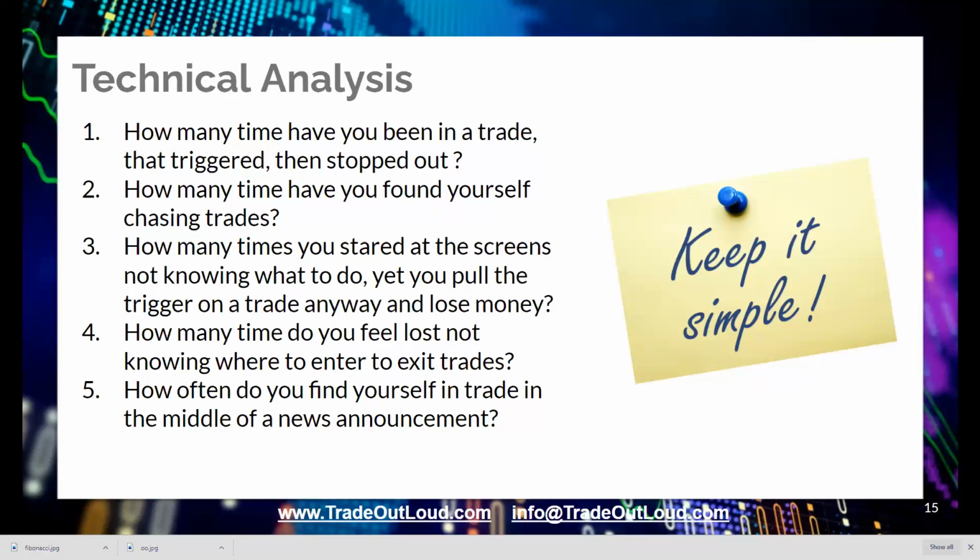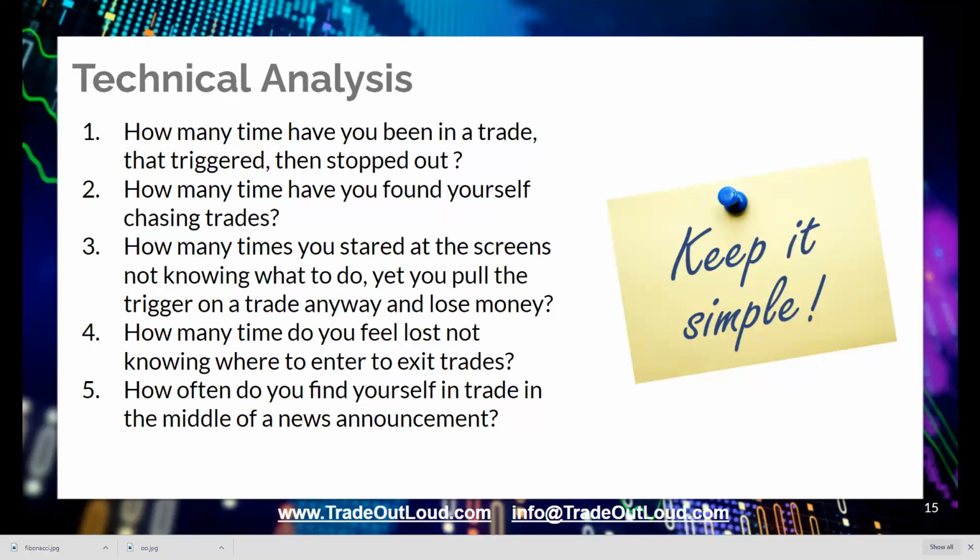Day traders, and listen to me guys, are either exceptional and make money, or they really suck and they lose money every single day and every single month, month after month and year after year. And they go like, I don't know, maybe it's not working. No, it is working, but you don't know what you're doing.